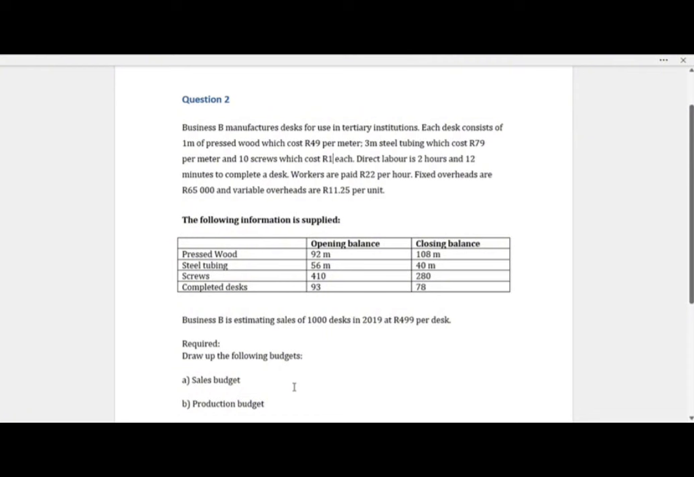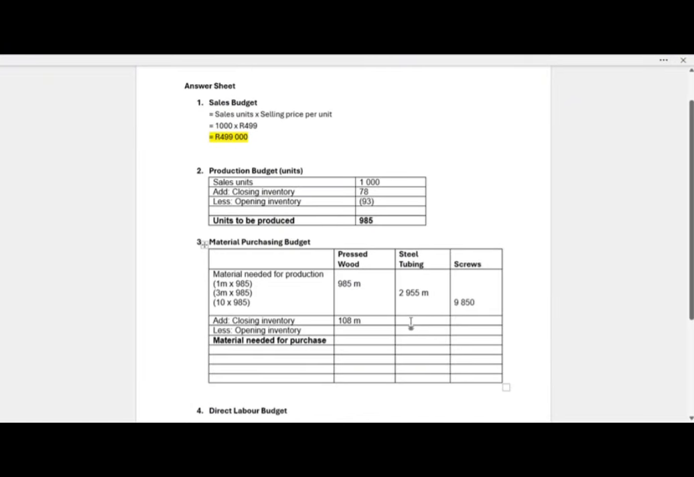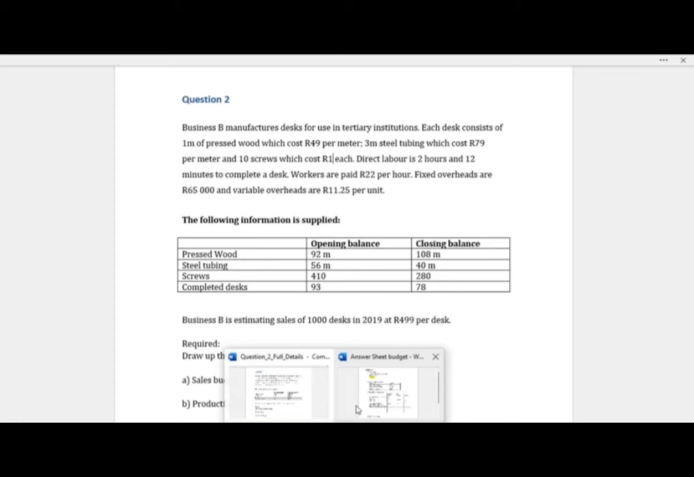Closing is 40 meters. Sorry, 40 meters. All right, so for steel tubing, closing is 40 meters. All right, and then how many screws are closing? Screws for closing is 280. 280 closing balance for screws. All right, so let's go there.